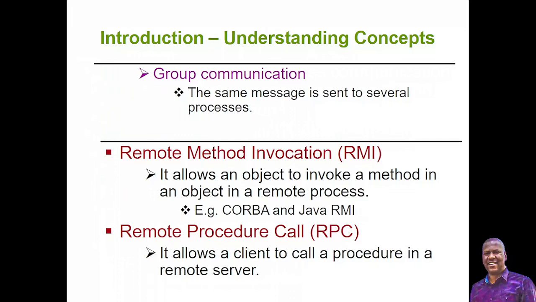Now, when we talk about RMI, or remote method invocation, it allows an object to invoke a method in a particular object. So we're going to look at examples of Java and so on. We also have the remote procedure call. This allows a client to call a procedure in a remote server.